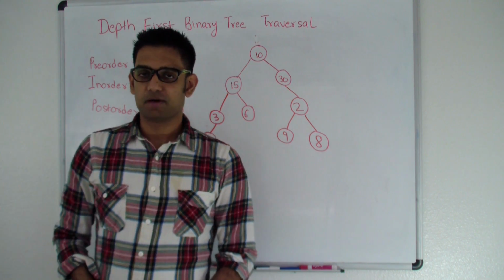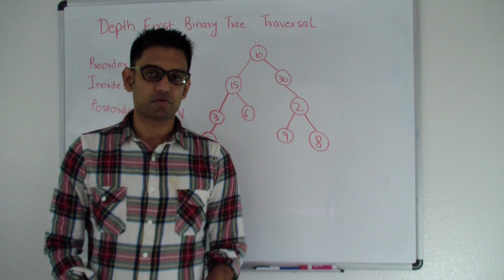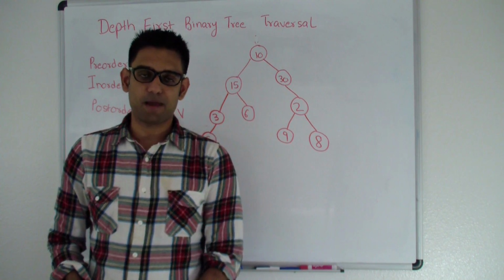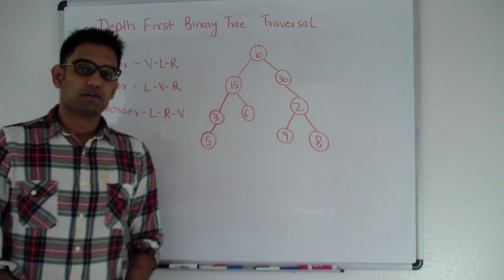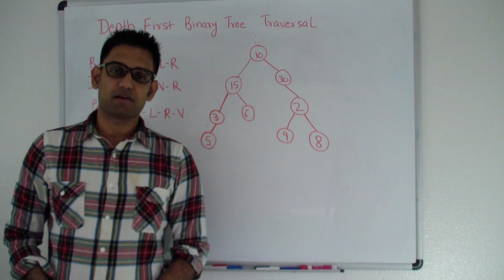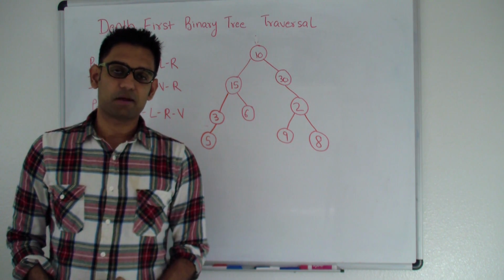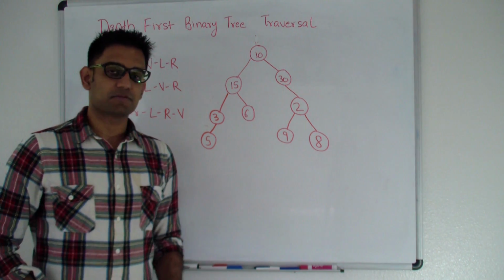So what is a binary tree? A binary tree is a tree where every node has 0, 1, or at max 2 children. So in this case, this is a binary tree. There are three kinds of traversal on a binary tree: preorder, inorder, and postorder. Let's see what each of them means.